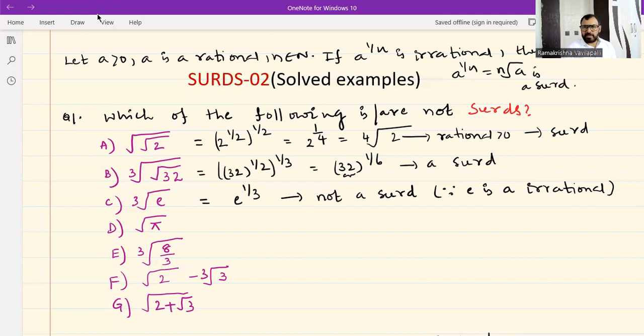So inside the nth root, that is, inside the 1 by n, this a must be a positive rational. Now you see the square root of pi. Pi to the power of 1 by 2 is not a SURD, because pi is an irrational number. Similarly, this is a rational anyway. The cube root of 8 by 3, 8 by 3 is a rational, therefore it is a SURD.